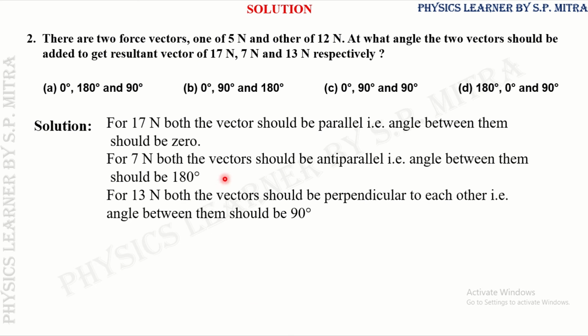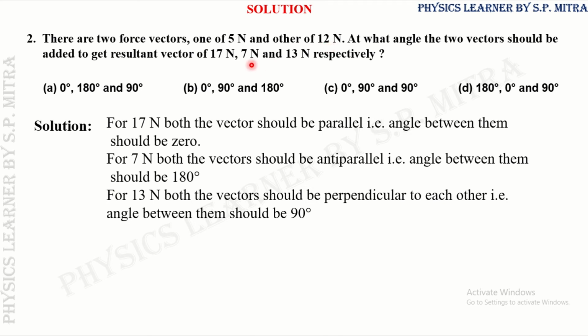For 17 Newton, both the vectors should be parallel. Here you can see that 17 is equal to 5 plus 12. That means the resultant becomes 17 Newton when the vectors 5 Newton and 12 Newton are simply added algebraically. That is, they satisfy the relation R is equal to A plus B. This relation can only be satisfied when the angle between the vectors is 0 degree.